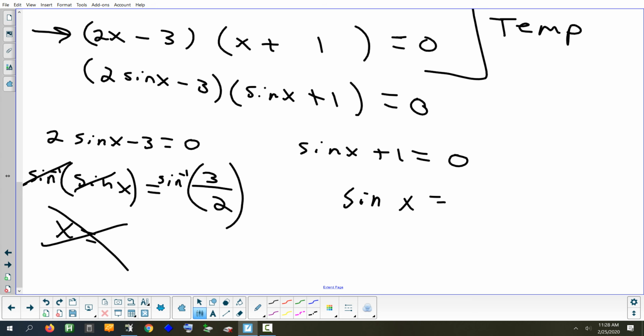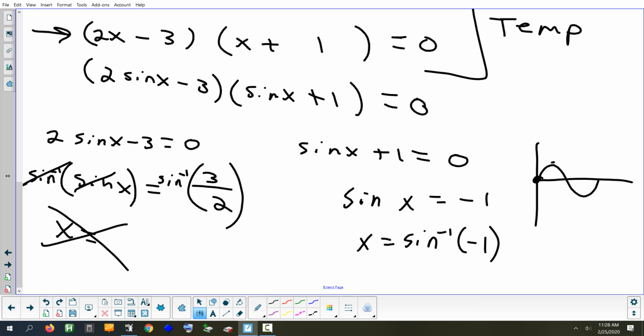Brianna, how would I get sine x by itself here? Subtract 1, and now we're going to do the same thing again. Inverse sine on each side. Now, before I look at that, let's think about it. Does the graph of sine hit -1? Yes, it does. For this one, when it's a number like -1, +1, or 0, we're going to look at the graph. That's the best way to do it.